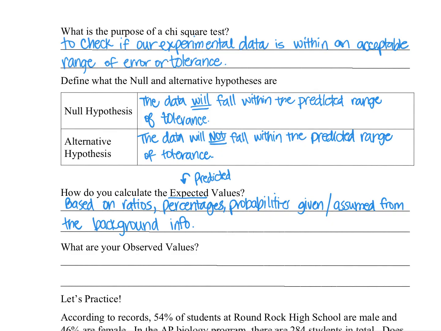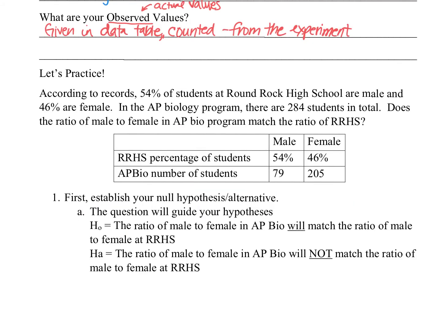The observed values in our table are going to be the actual values that our experiment comes up with. These can either be given to you in a data table format. Sometimes they will ask you to count the number of the observed values, but this is going to be the experiment itself. So let's practice with this chi-square testing.